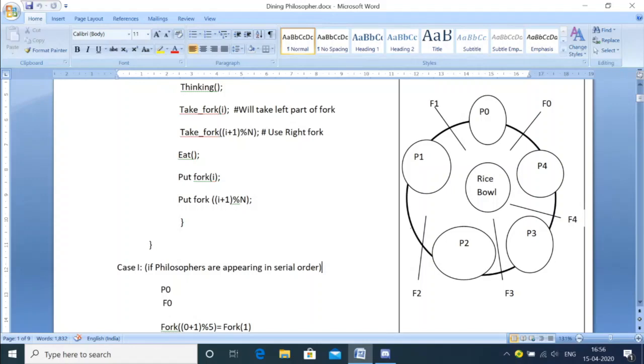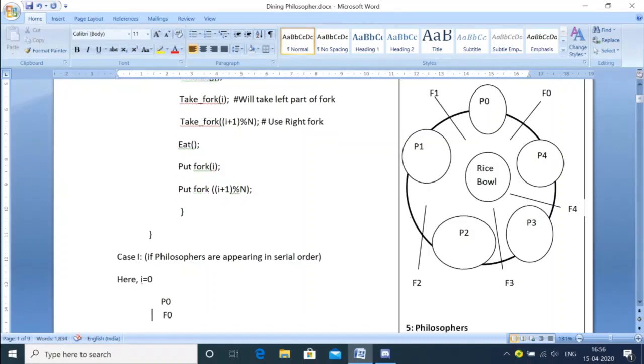For the first one, I is equal to 0, because for every process the I value will change. For the first process or first philosopher I is 0, for the next one I is 1, for the next one I is 2. So according to the different philosophers the value of I will also be changing. And the suffix of P, like 0, 1, 2, 3, 4, will be kept the same as the value of I.